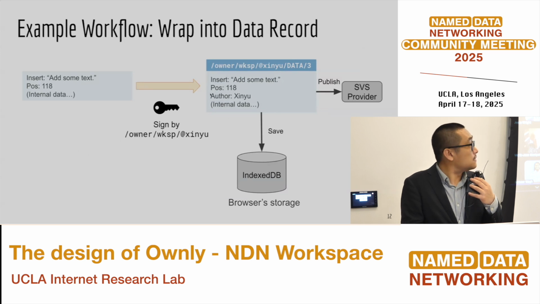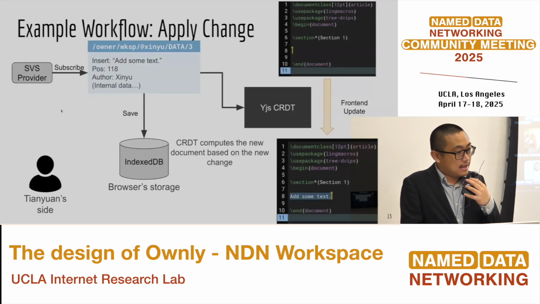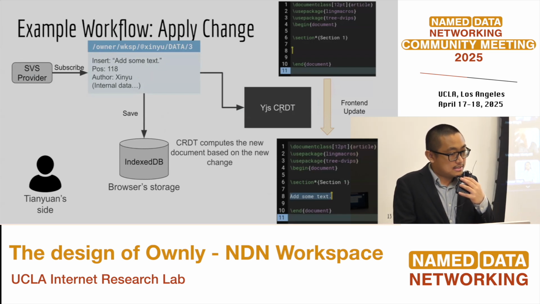Later, when Tianyuan, another user in this workspace, receives the change from the SVS, he fetches my data and verifies that it is signed by me using my signature. Then Tianyuan also saves this piece of data in his browser so he can use it offline. He also gives this data to the CRDT, and the CRDT algorithm computes this new document. You can see that it looks exactly like what I see on my screen.